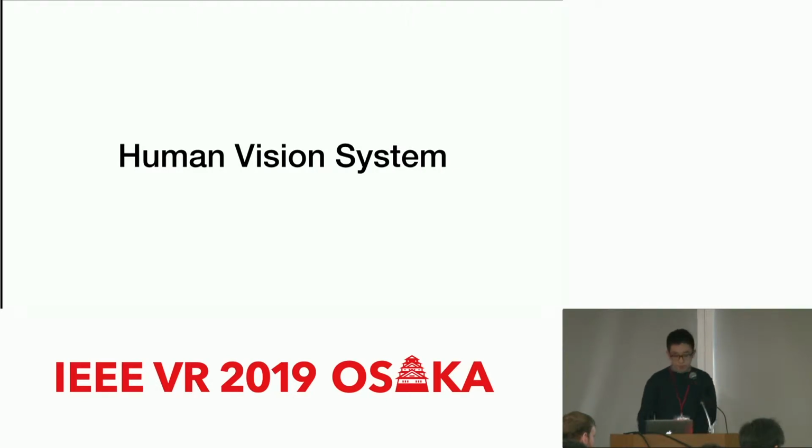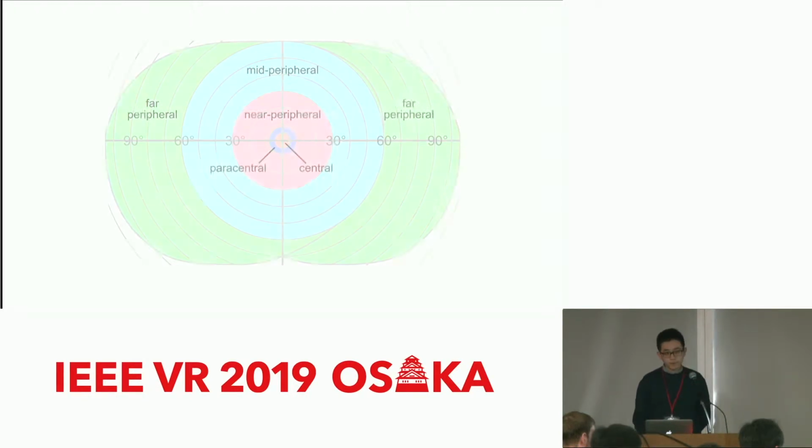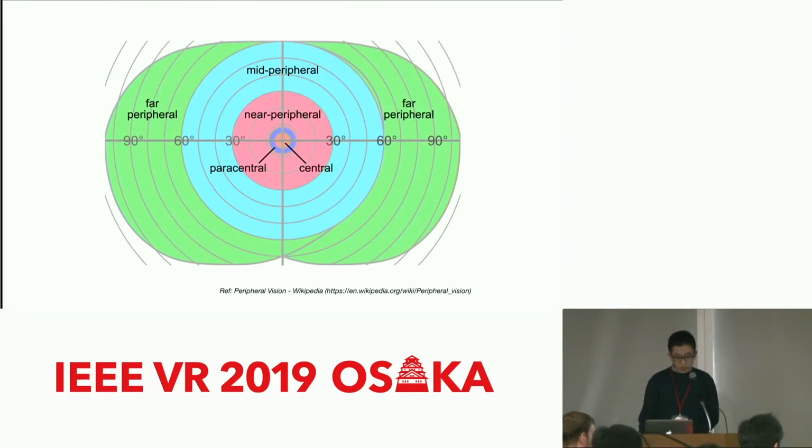First of all, to understand what the peripheral region is, let's take a look at the human vision system. As you can see in this figure, the human vision system can be categorized into central, paracentral, and peripheral vision in general. The central visual field with an eccentricity of 2.5 degrees is where we can see things more clearly, while the peripheral vision has lower visual acuity.